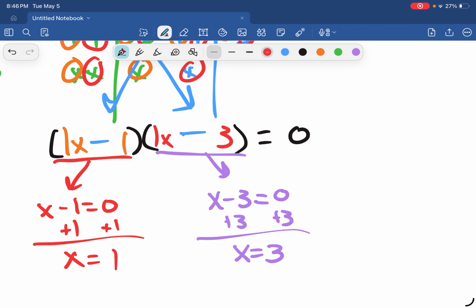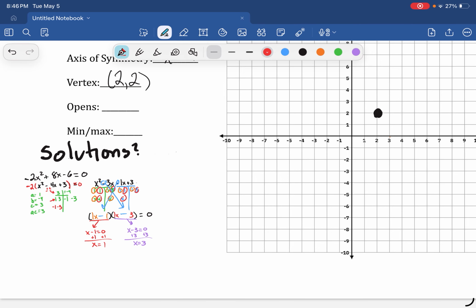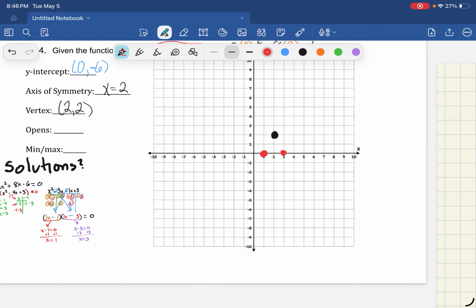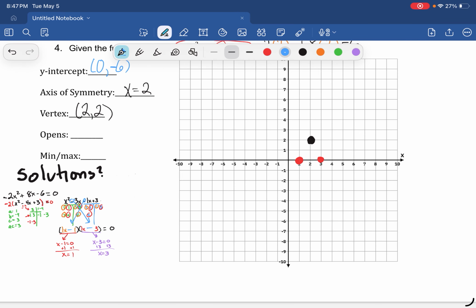All right, and what this tells me, my solutions are 1 and 3. That means over here on my graph, my x-intercepts are happening at 1 and 3. Now, this is going to make sense to you because notice they're reflective of each other. Both are one line away from my vertex. They're both at the same point. All right, now, the other point I know, (0, -6). Cool, that means over here, 4 is at -6 as well.